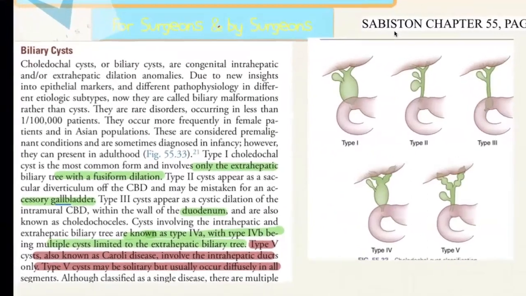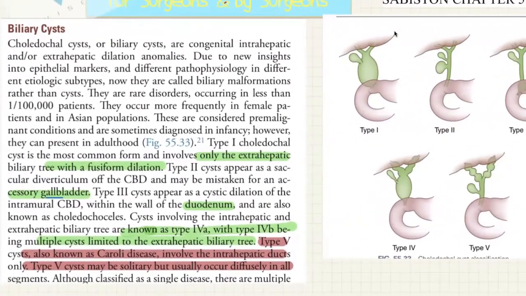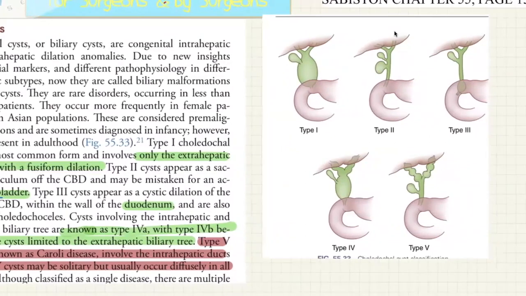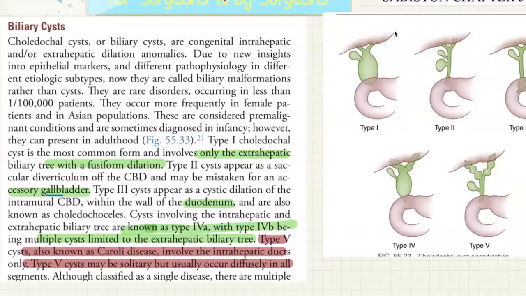So as you can see here, there are 5 types of cystic classifications, and the MCQs that we expect in each of these types are discussed now. In type 1, the first MCQ that they ask you is, it's the most common type of biliary cyst, and it is an extrahepatic fusiform dilatation. So 2 points that you need to remember is that it's an extrahepatic dilatation, it is a fusiform dilatation, and the third point is that it's the most common variant of a biliary cyst.